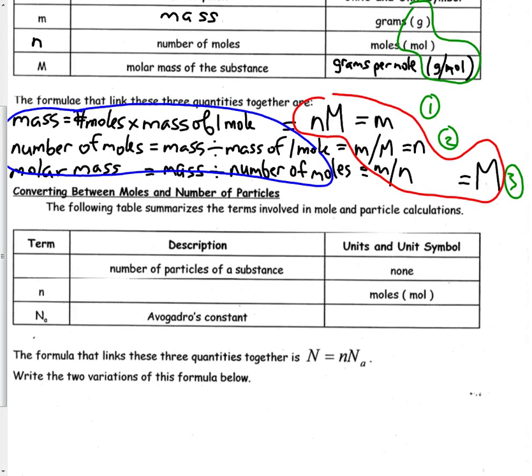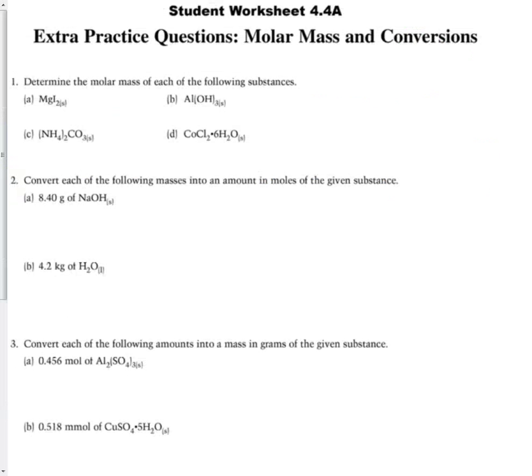Now, let's pause at this point and maybe look at the use of a couple of these examples. You do have a worksheet in your handout package called Extra Practice Questions, worksheet 4.4a. In number 1, in determining the molar mass of each of the following substances, no formula is required here. This is just more practice calculating the molar mass for ionic compounds, and the hydrate there in part D.